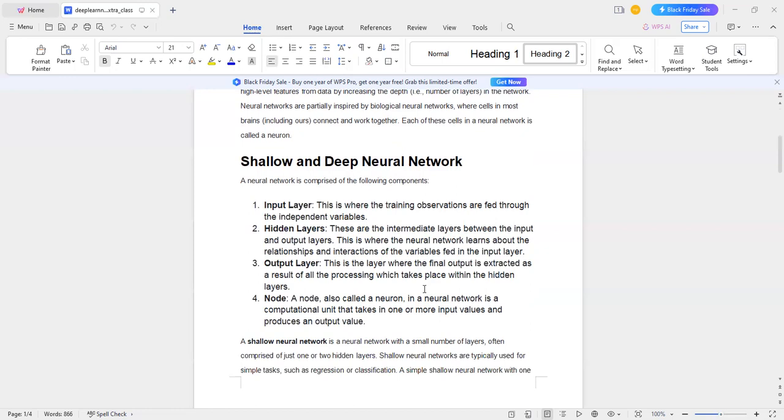Next, after the input layer, we have the hidden layer. Hidden layers are the intermediate layers between the input layer and the output layer, and they are responsible for learning the relationship between the layers and the variables which are fed into the input layer. After the hidden layer, we have the output layer and node.